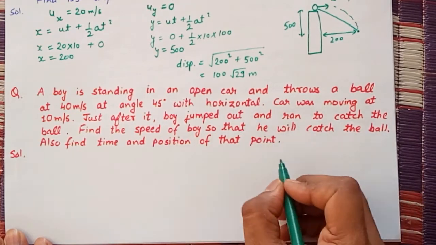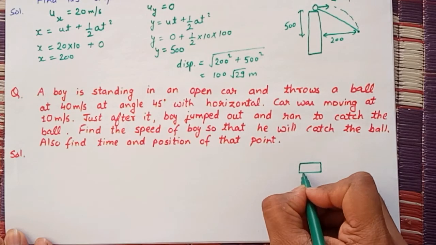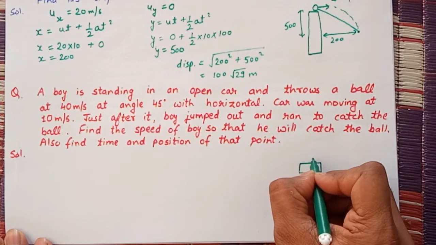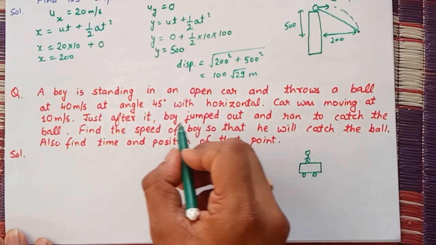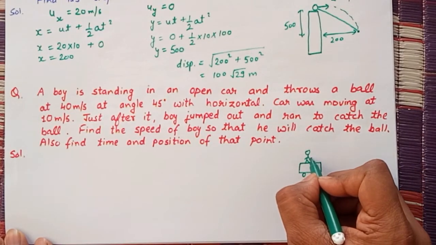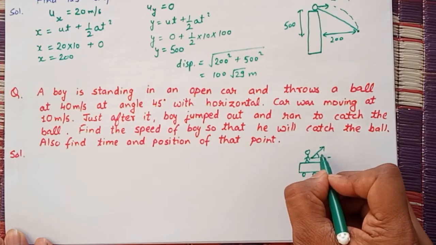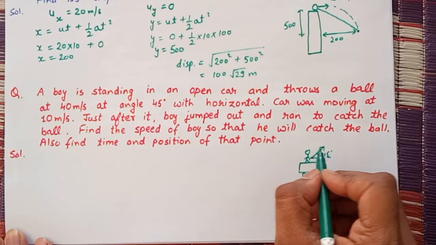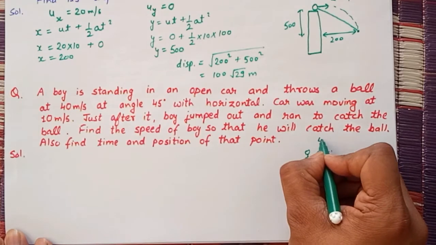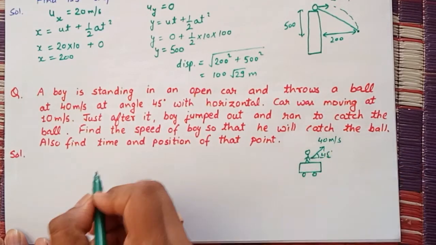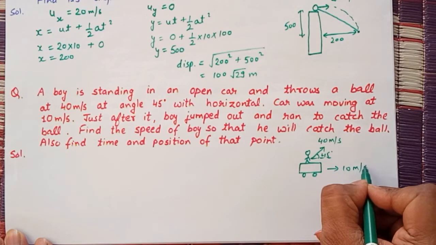Okay, what is happening? There is a boy and he is standing in an open car. He throws a ball at the angle of 45 degree with the velocity 40 meter per second, and the car is also moving at the speed of 10 meter per second.